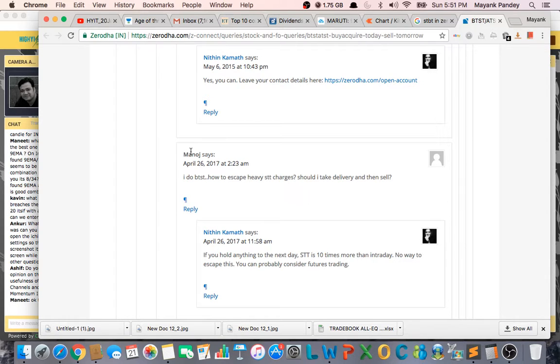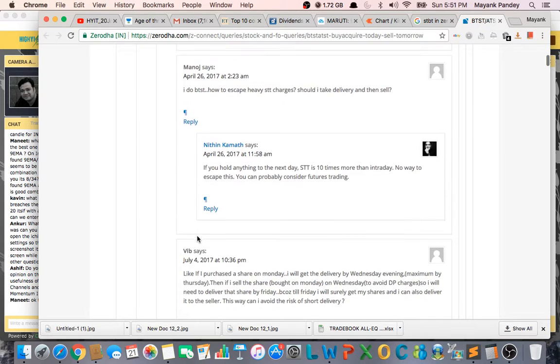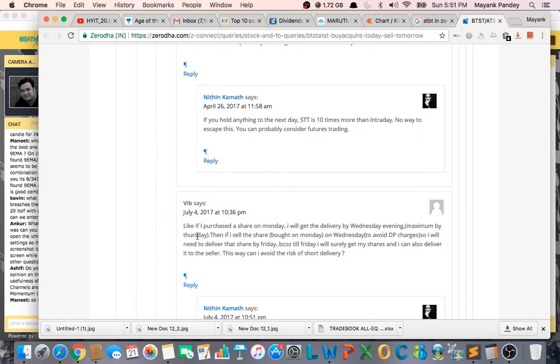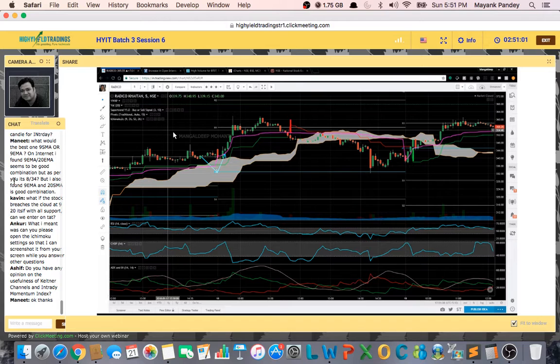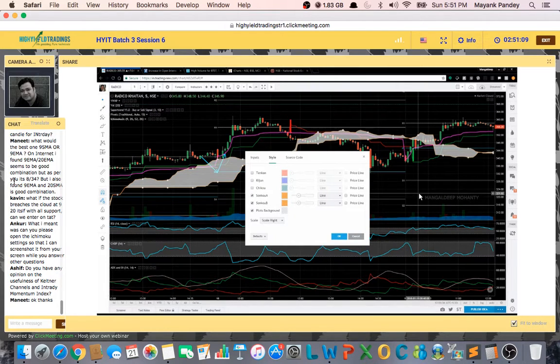Ankur is asking, what I meant was, can you please open the Ichimoku setting so that I can screenshot it from your screen while you answer other questions? Ankur, I did get that, so let me do it for you. Ichimoku is here. This is the setting. Take a screenshot and let me know once you are done, please.